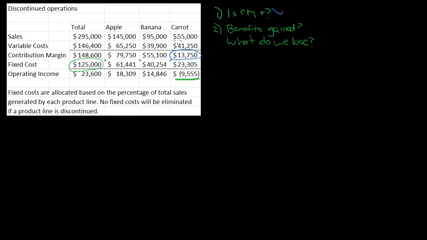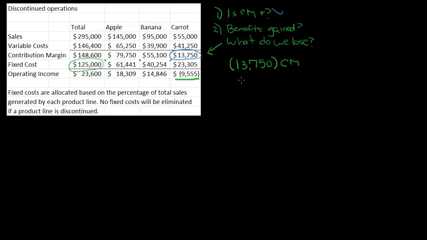Well, the revenue will go away, right? The variable costs will go away. So essentially what we're losing is that contribution margin. That contribution margin goes away. So we're going to lose $13,750 of contribution margin. That's going to go away.